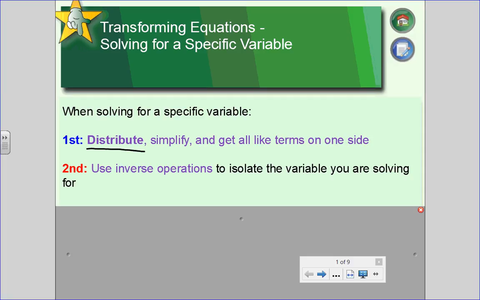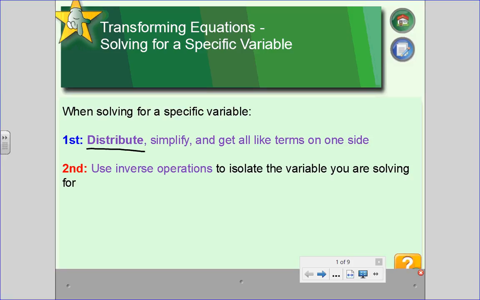Next, once we've simplified as much as we can, we're going to look to use inverse operations to isolate, meaning get our variable by itself. So whichever one we're being told to solve for, that's the one we want by itself at the end. So inverse operations undo operations. So for example, if your operation was subtraction, the inverse operation of that would be to add.